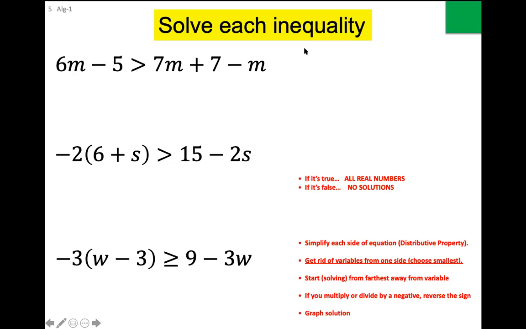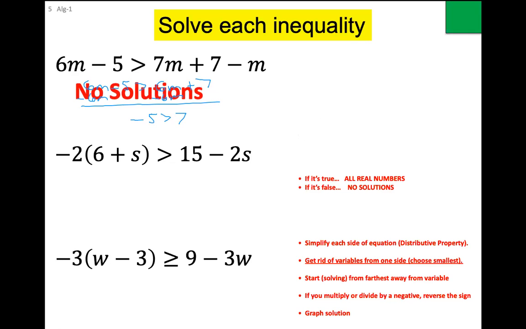All right, I'll start with the first one. Notice on the right side, we can combine this 7m and that m. So if we combine that, we would get 6m minus 5 is greater than 7m minus m, which is also 6m plus 7. Subtract 6m from both sides, and you can see that the m's have now dropped out, and we're left with negative 5 is greater than 7. Not in my universe. So therefore, that one is a no solution one.